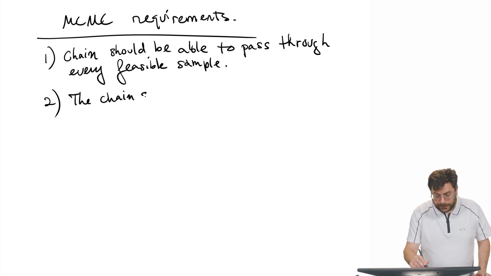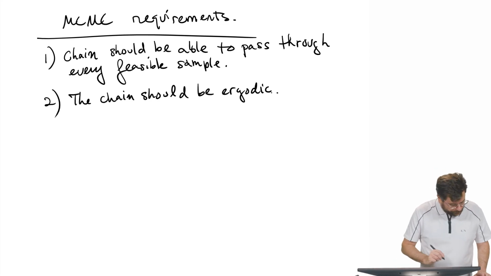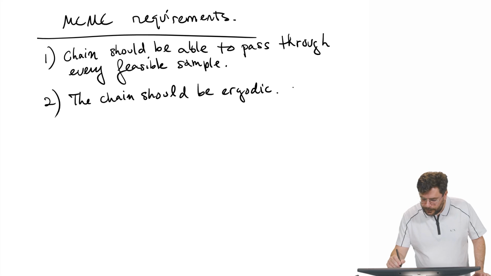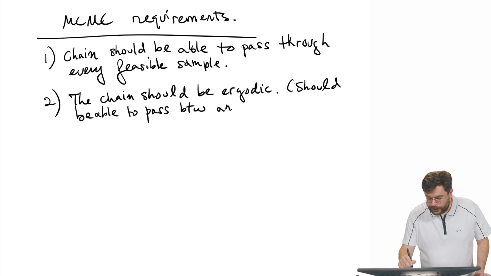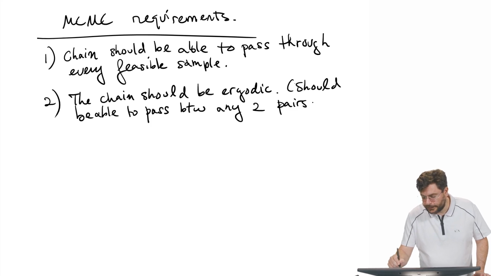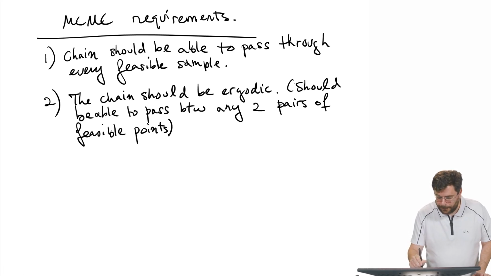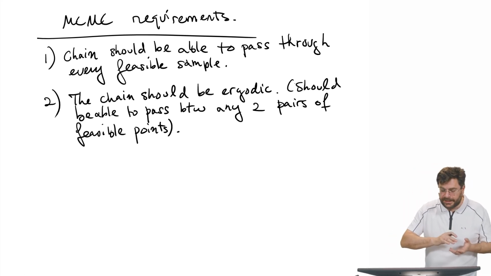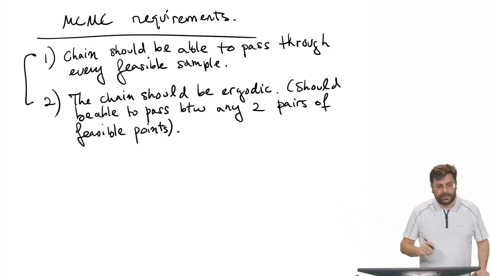The chain should be ergodic. So that means you should be able to pass between any two pairs of feasible points. That also makes sense, right? It isn't that you can explore all, but by the time you've made it here, you simply can't go back. So these two are related, but they're a little bit different.